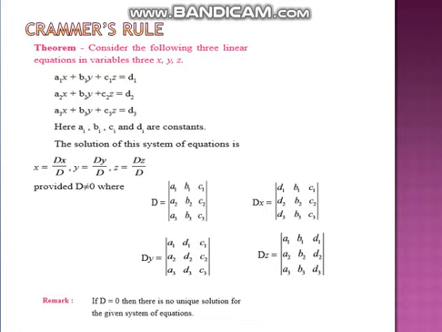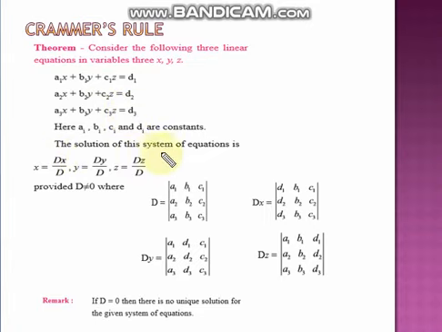Now let us see Cramer's rule. Consider the following three linear equations in variables x, y, z. a1x plus b1y plus c1z is equal to d1. a2x plus b2y plus c2z is equal to d2. a3x plus b3y plus c3z is equal to d3. Here ai, bi, ci and di are all constants. That is, a1, b1, c1, d1, a2, b2, c2, d2, a3, b3, c3, d3 are all constants.